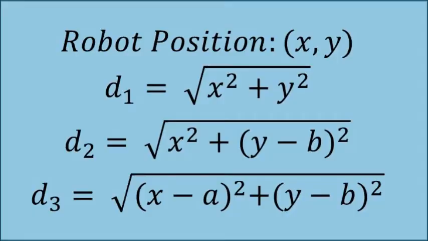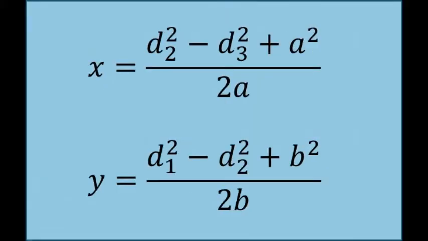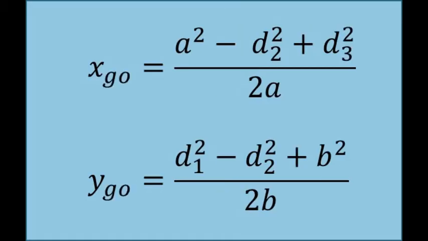If the robot's initial position is x, y, we can use the Pythagorean theorem to generate these 3 formulas. We can then solve for x and y in terms of a and b, which are the size of the coordinate grid, and d1, d2, and d3, which are the 3 distances the robot just measured to the 3 towers. More importantly, we can solve for x_go and y_go, which is how far the robot needs to go in the x and y direction still to reach the bakery.